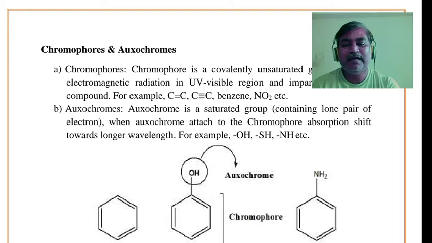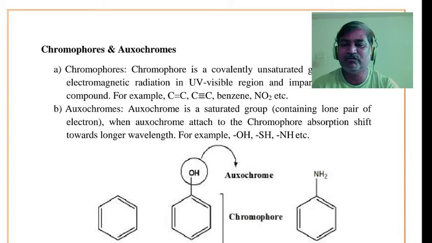Okay, that's why alkanes are not able to absorb light radiation. Yesterday we discussed this point. Alkenes, alkynes, aromatic compounds, nitro group containing compounds, these are the chromophores.